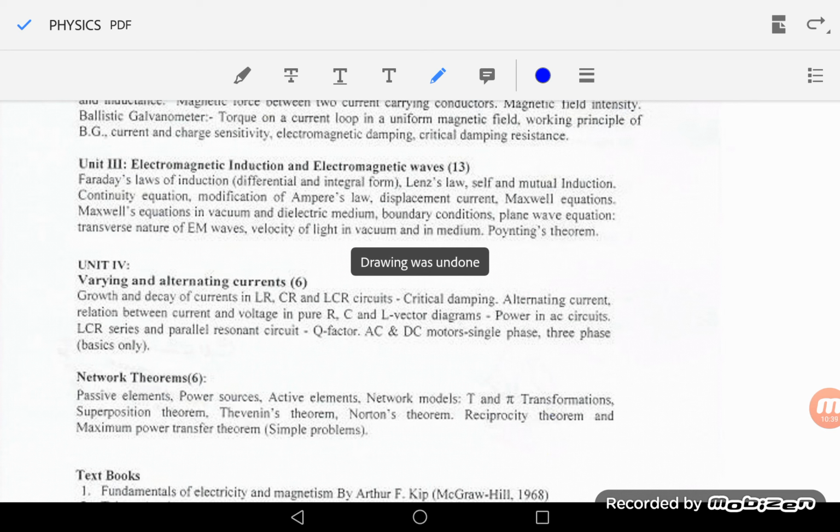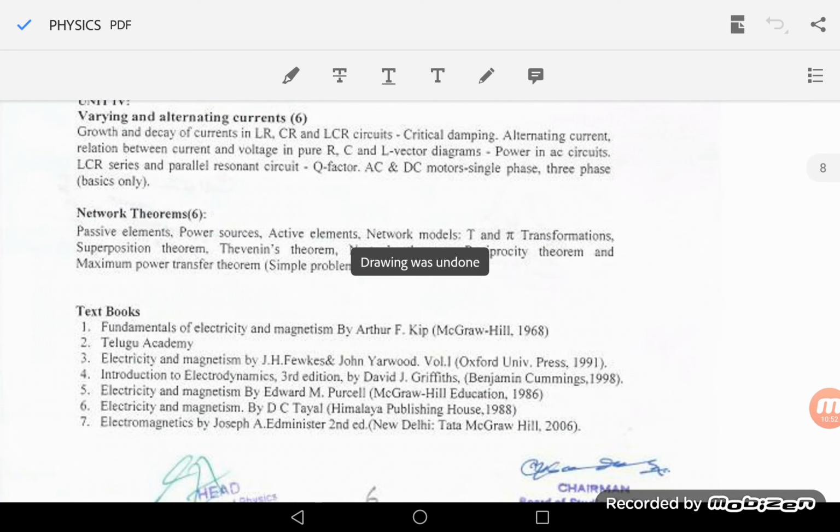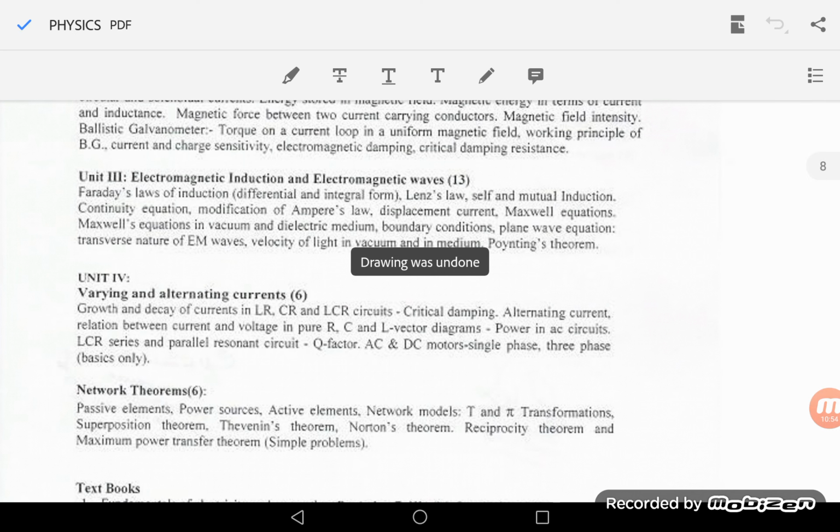So this is all about your semester 3 physics paper. So your paper name is electromagnetic theory. Okay, so have fun with this subject. Thank you.